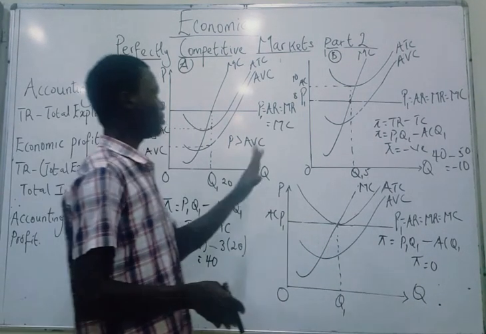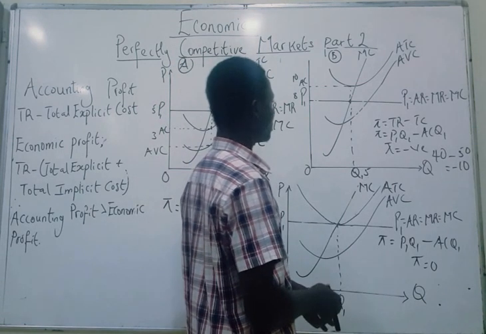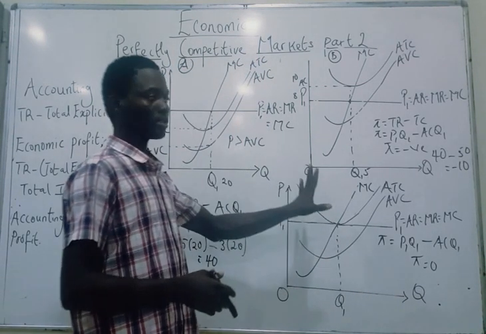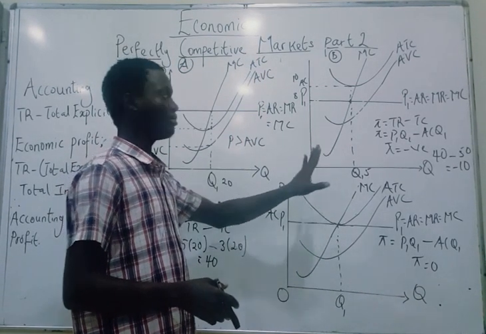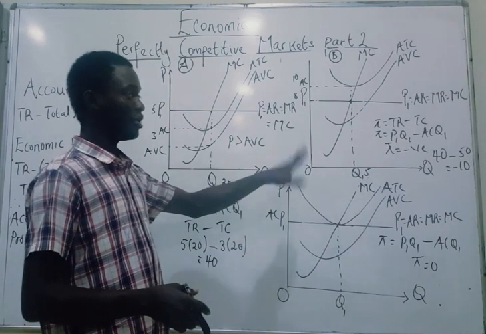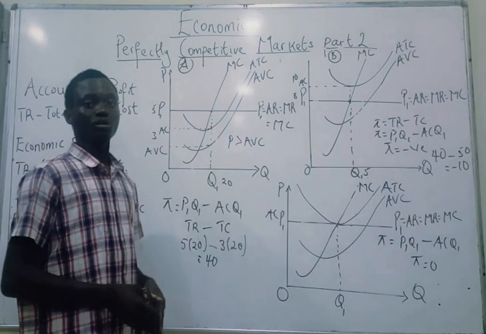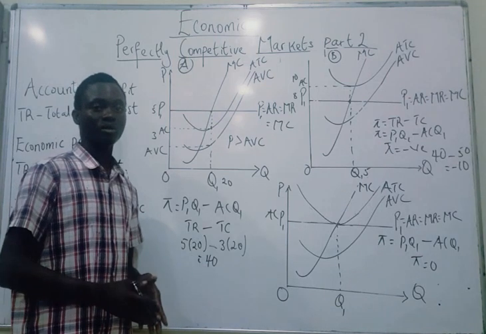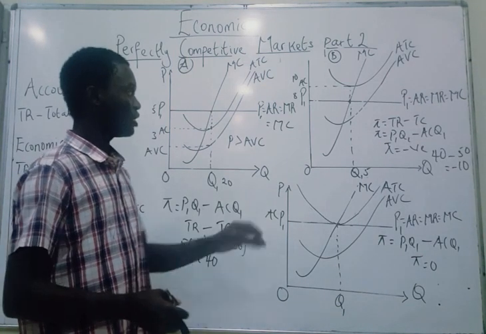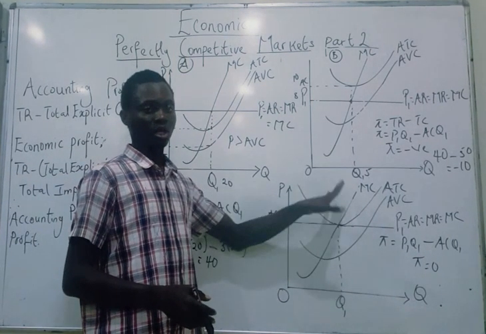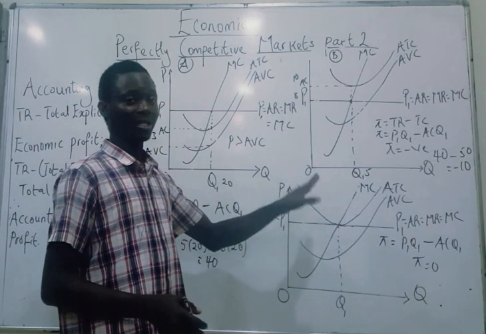Now let's look at the second scenario. This firm is making a loss, because that was what we calculated the other time. This economic loss could range from thousands of naira to millions and billions. But then, should this firm shut down? Should this firm shut down in spite of the fact that it is making a loss?